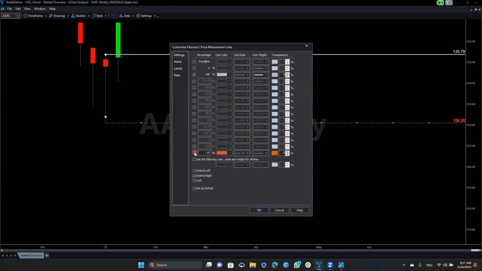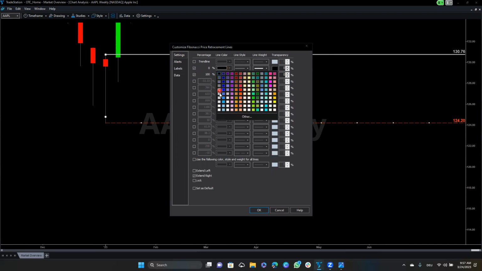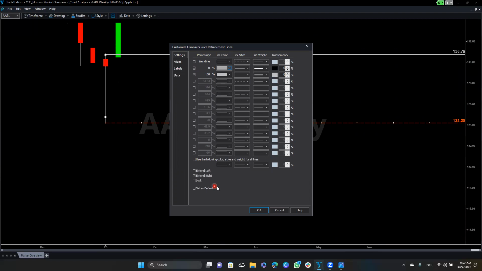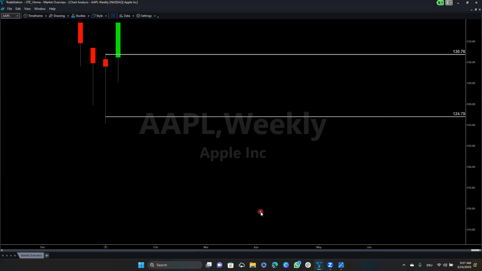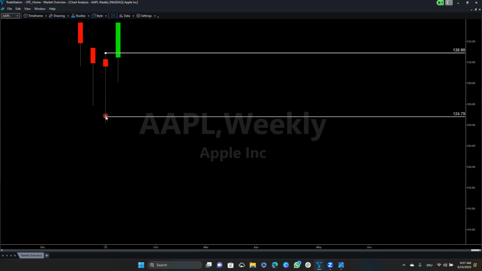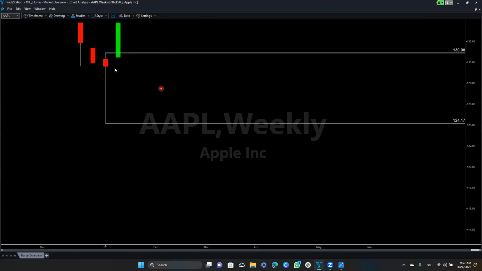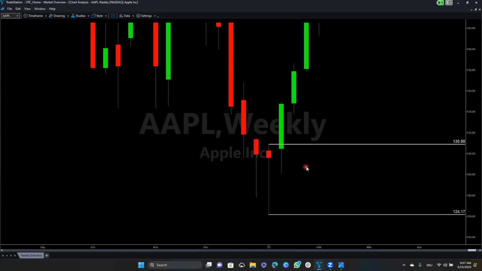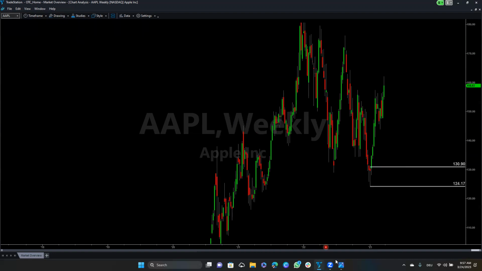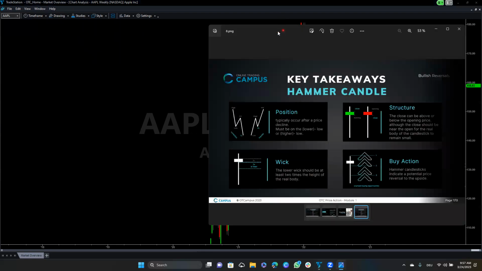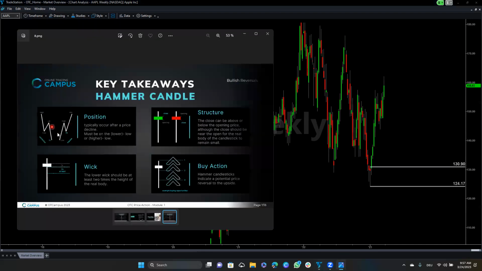Second, we will remove this one, gray. Set as default. Okay, perfect. So snap mode. This is our hammer candle here. Open this one here. First step is the position, right?